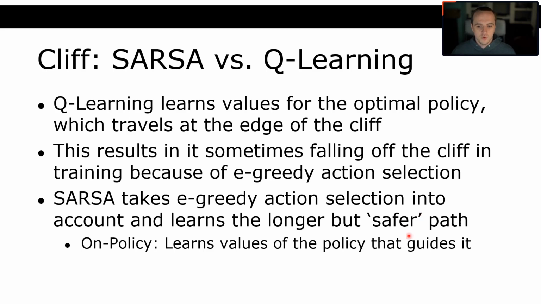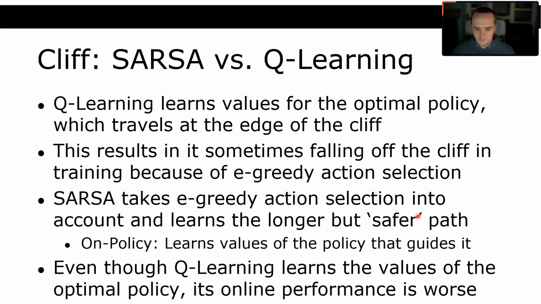Sarsa takes the epsilon greedy action selection into account and then learns the longer but safer path along the top. So on policy is going to learn values of the policy that guides it. Even though Q-learning learns the values of the optimal policy, its online performance, which means its performance during training, is worse. So Q-learning is going to learn the optimal policy, but during training, it's going to do worse.